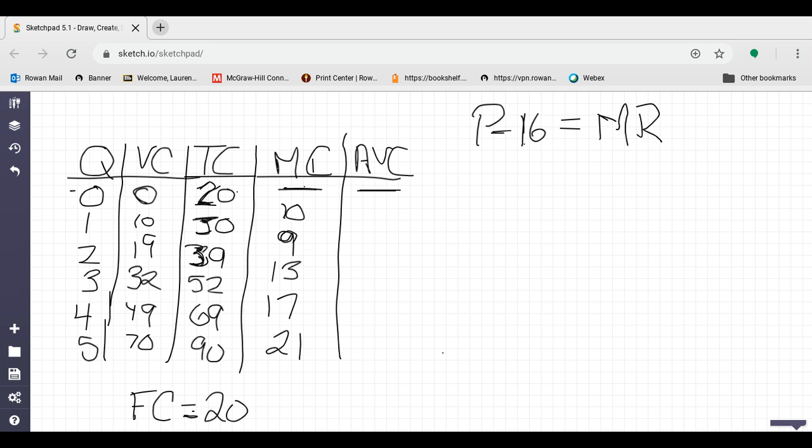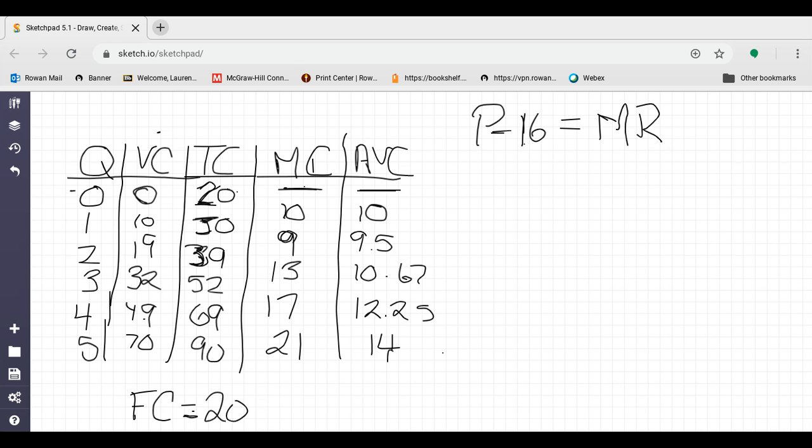And average variable cost, this is variable cost divided by the quantity. So the first is 10. The 19 divided by 2 is 9.5. Then 32 divided by 3 is 10.67, if you need to round to 2 decimal places. And the next one, we have 49 divided by 4. That's 12.25. And then 70 divided by 5 is 14. So we've filled in the table.